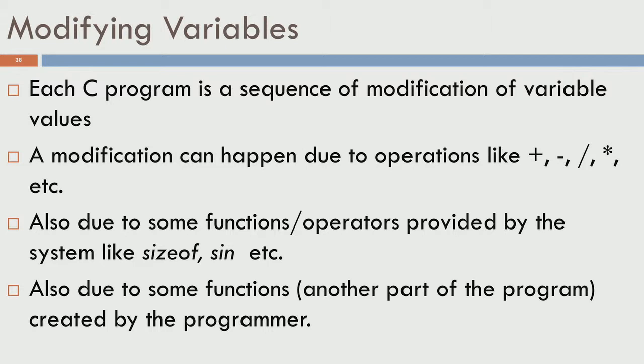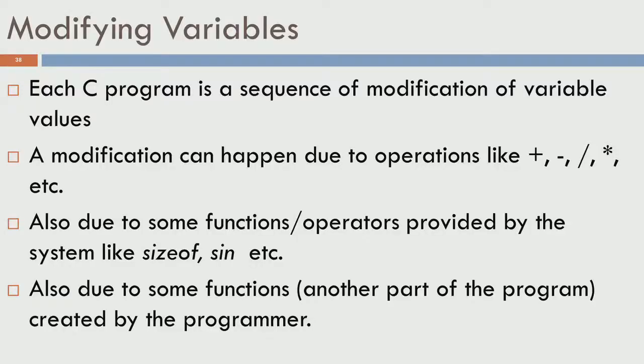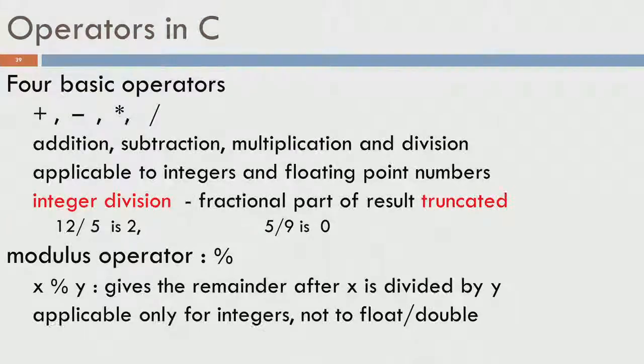So, each C program is a modification of variable values, and the modification can happen due to operations like plus, minus, slash which is for division, star for multiplication and so on. These variables can also change values because of functions or operators provided by the system. For example, I could say a equals sine of x, so x would be treated as a parameter to the function called sine. Sine is a built in function in the math library. The result of sine of x will be stored in this variable called a, or these variables can change due to functions which the programmers create. We have not written any such functions yet, we will see them as we go along.